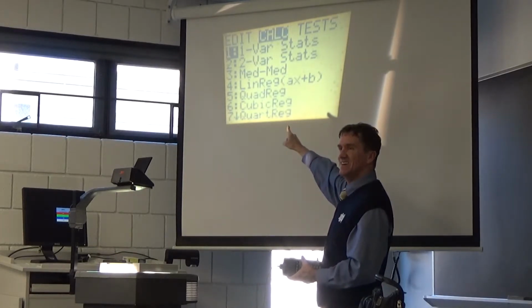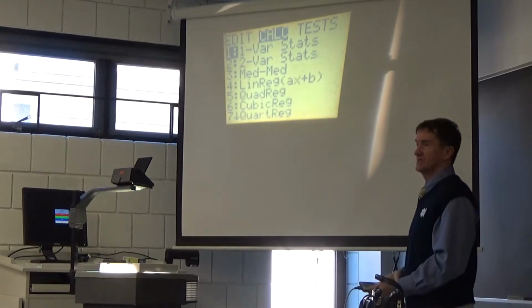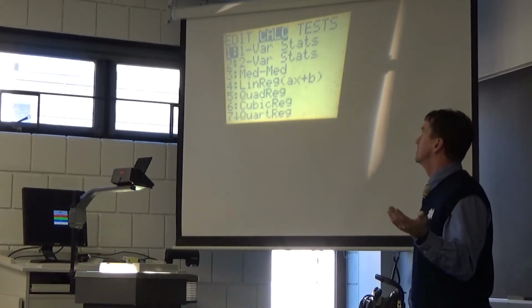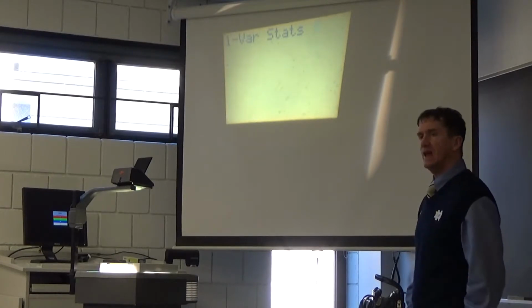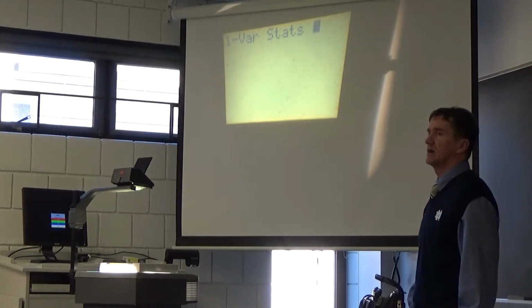Calculate. And it's number 1 on the list. There it is. It's called one variable stats. I'm just going to hit enter. Nothing happened because I have to hit enter again. So remember that. When it does that, I hit enter and you get this. I just hit enter again.